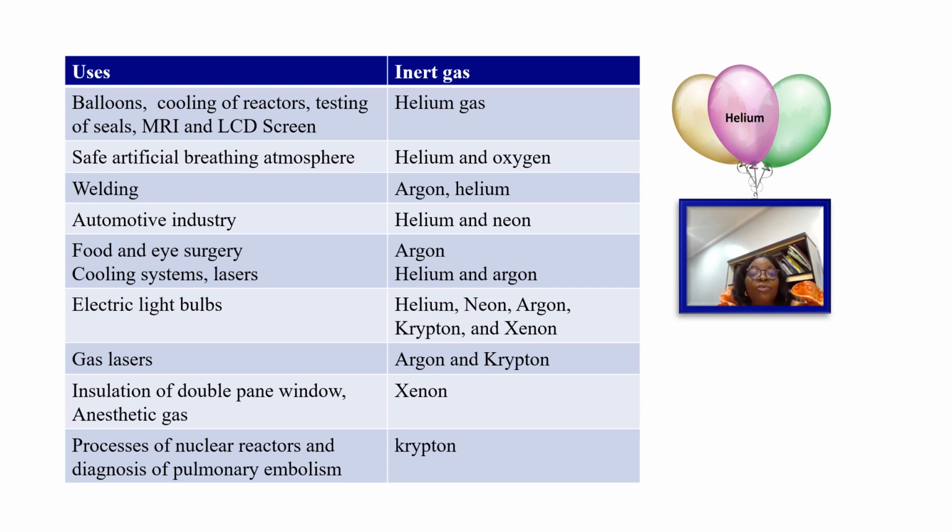Xenon is used for insulation of double pane windows to make them energy efficient. Also used as an anesthetic gas and in photography. While krypton is good for the process of nuclear reactors and diagnosis of pulmonary embolism. These gases are very, very useful to humanity. And we have come to the end of this class.